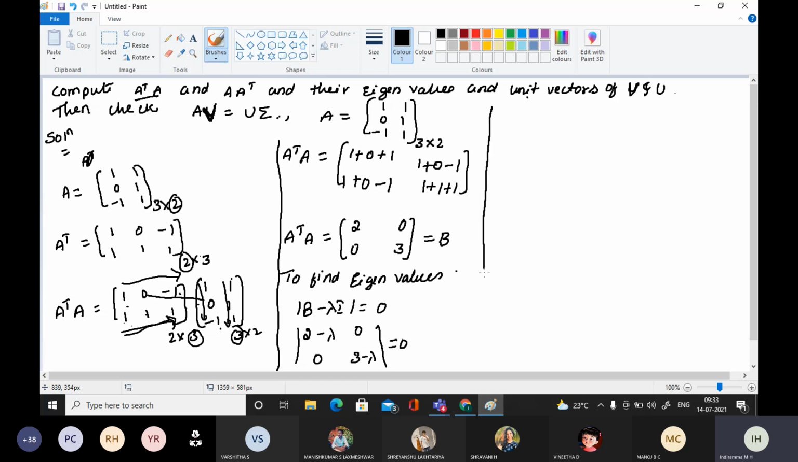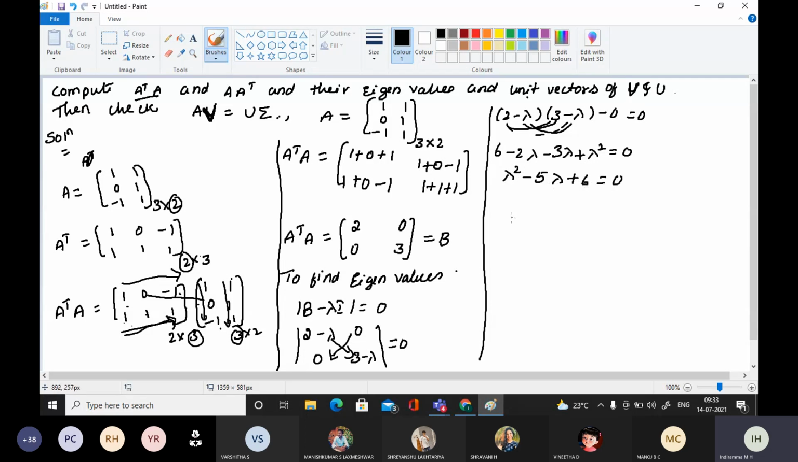Now evaluate this determinant. So 2 minus lambda into 3 minus lambda, the product of the principal diagonal elements, minus the product of the secondary diagonal elements, that is 0, equal to 0. Now multiply: 3 twos are 6, minus 2 lambda, minus 3 lambda, minus into minus plus lambda square equal to 0. That is lambda square minus 5 lambda plus 6 equal to 0. Is it possible to factorize?